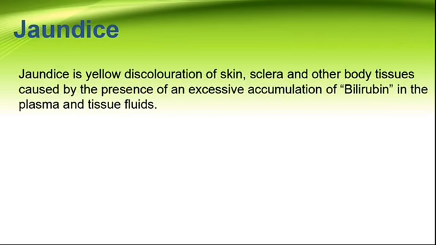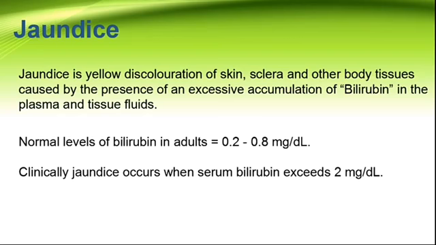So what is jaundice? It is a condition in which there is yellow discoloration of skin, sclera and other body tissues caused by presence of an excessive amount of bilirubin in the plasma and tissue fluids. So I hope you know what is bilirubin. It is a bile pigment. Normal levels of bilirubin in adults is 0.2 to 0.8 milligrams per deciliter, and clinically jaundice occurs when serum bilirubin exceeds 2 milligrams per deciliter.